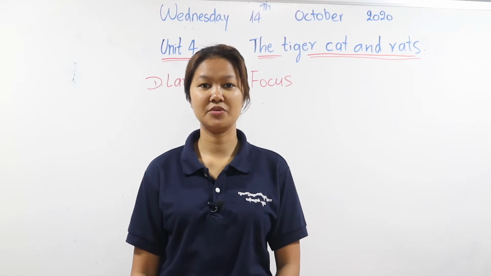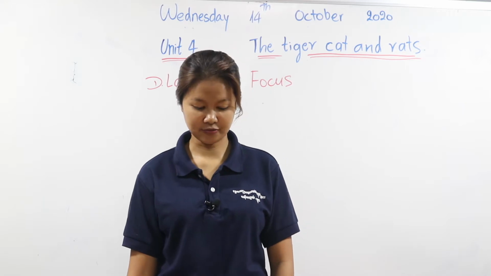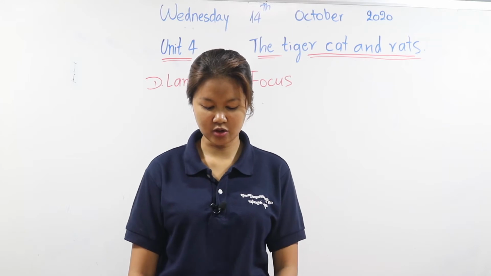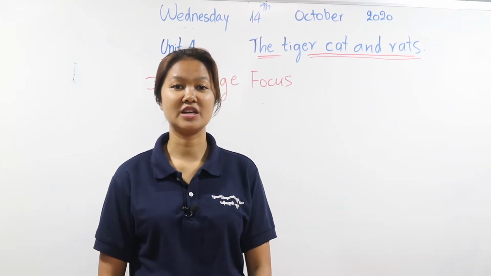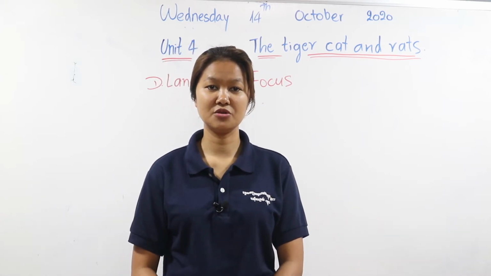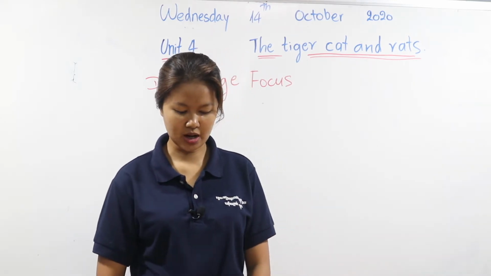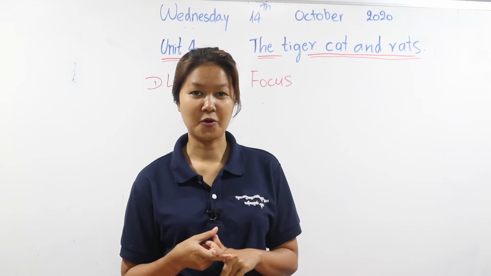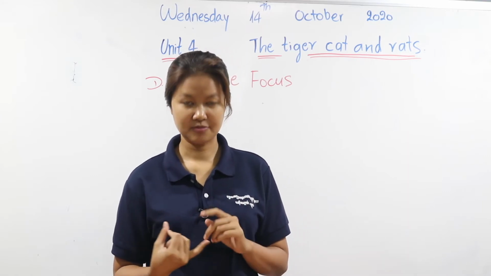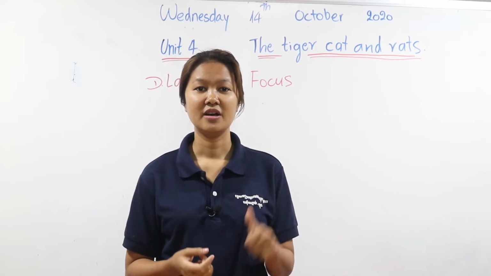So yesterday we learned about the tiger, cat, and rat in Unit 4. And in this video we will continue to study letter D, language focus. But before that, I want to review the vocabulary words that we have learned from yesterday first. So first word we have tiger, forest, rat, cat, cave, and fur. Okay, one more time, please say it together.